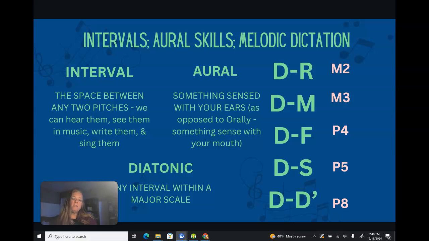Because of that, you need to know that intervals are things we can read. We can read them in the music. We can write them down in the music. We can play them or sing them. And we can also hear them and identify them. We're going to be doing all of this work today aurally.